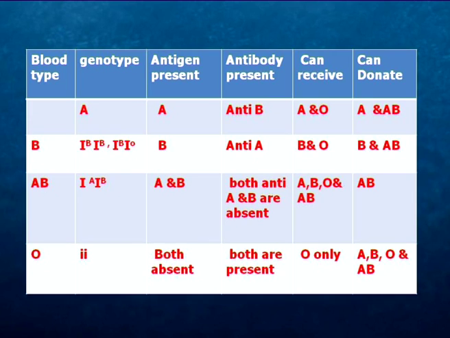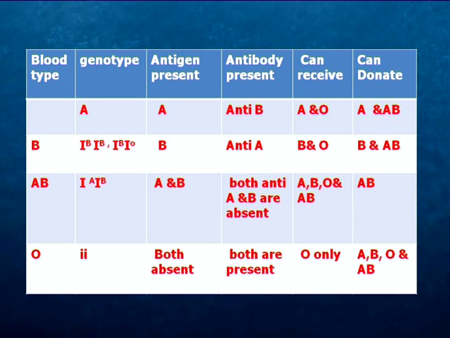Therefore, AB group people can receive blood from any of the four groups, AB, A, B and O. But AB people can donate their blood only to the group of their own. They cannot donate their blood to any other group. If it is done so, it becomes incompatible, and that leads to the death of the recipient instead of recovery.